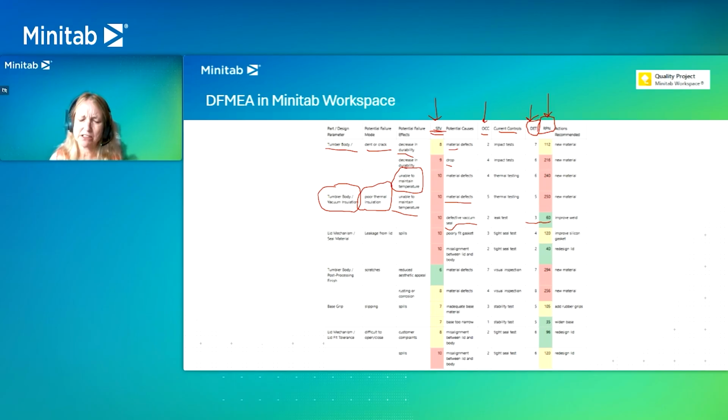So if you haven't used FMEAs, they are great. Again, you can use them in all kinds of processes, including things like service quality, healthcare. In this case, we're using it as we design our tumbler, but it's a very useful way to keep defects from happening by thinking about which ones could possibly occur and building in protections for that. So I highly encourage you to explore FMEAs if you haven't already.